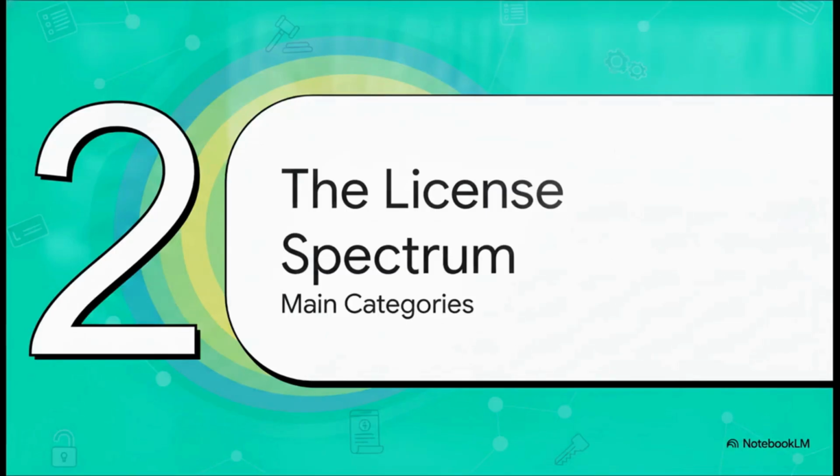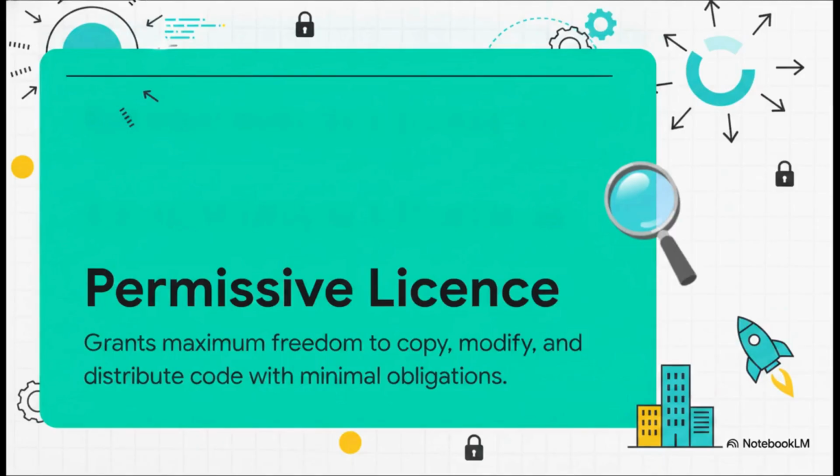Which brings us to Section 2. The license spectrum and its main categories. Now that we know the stakes, let's look at the different flavors, starting with the permissive license. This is exactly what it sounds like. It grants you maximum freedom with minimal obligations. You can copy, modify, and distribute the software with barely any strings attached. Startups and big businesses absolutely love permissive licenses because they can build commercial, closed-source products on top of open code without ever having to reveal their own secret sauce. When you need to build fast using proven code, this is your go-to.